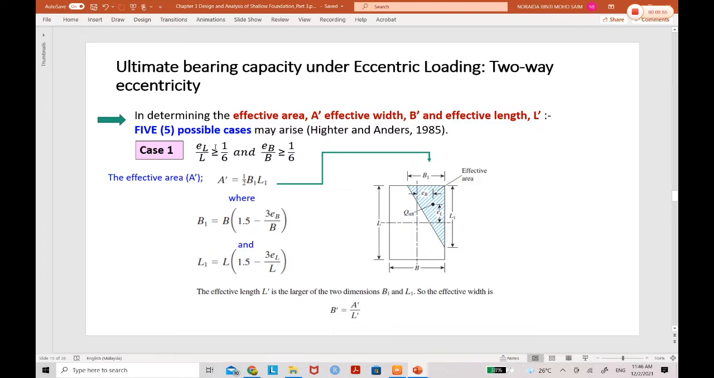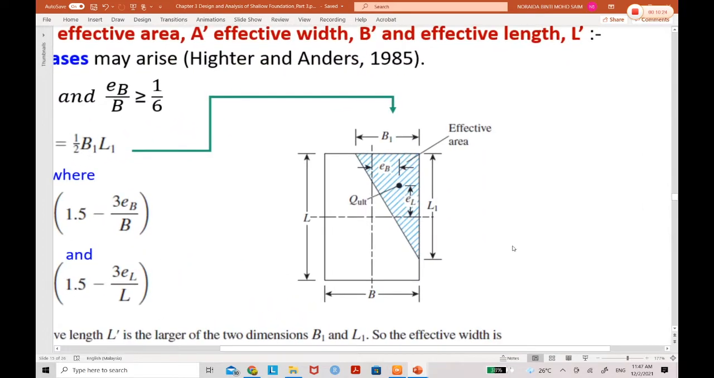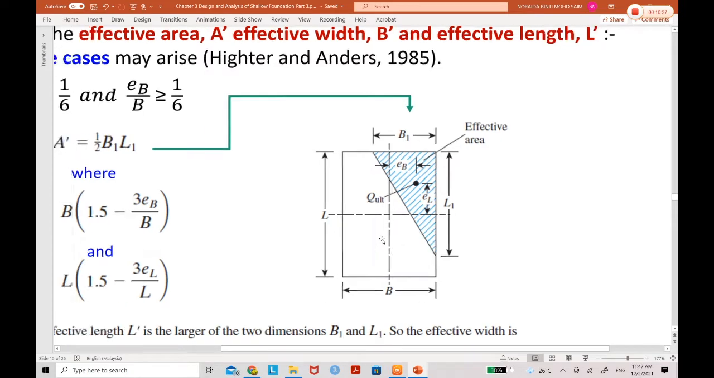EL over L is more or equal to 1 over 6, and EB over B is more or equal to 1 over 6. Then we need to determine the effective area, which is A prime equal to half times B1 and L1. So we need first to identify the B1 and L1. Due to the eccentricity, the effective area that we need to consider to get the Q ultimate is in this form. So that's why we need to determine the B1 and L1.